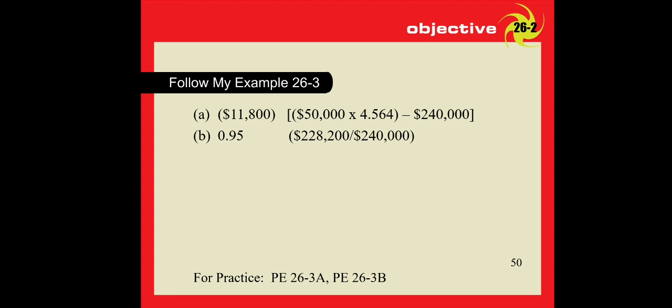B, the present value index. So how to calculate that? To calculate that, you have to calculate the present value of cash inflows divided by the initial investment 240,000. Then you will see the result is 0.95. Again, it shows that this is not a good investment. This is not an investment that you have to accept because this investment has present value index of less than 1.